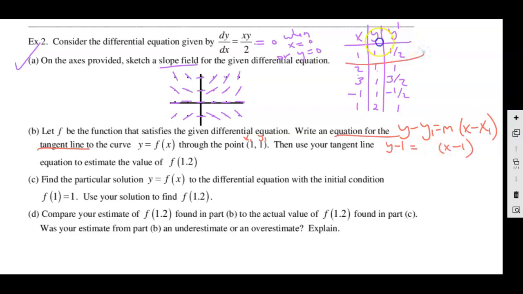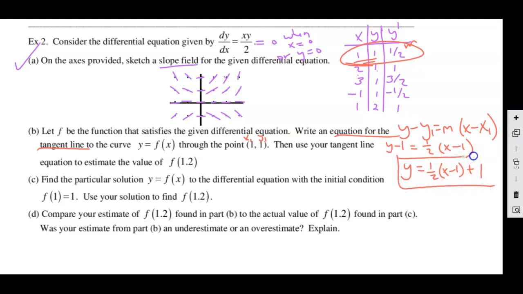Let's go back. Here we go. That was actually the first point I tested, right? There's your m value at the point (1, 1). The slope at that point ended up being 1/2. So my tangent line is going to be 1/2 (x minus 1) plus 1.